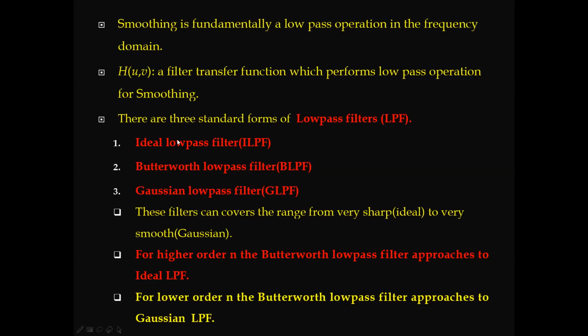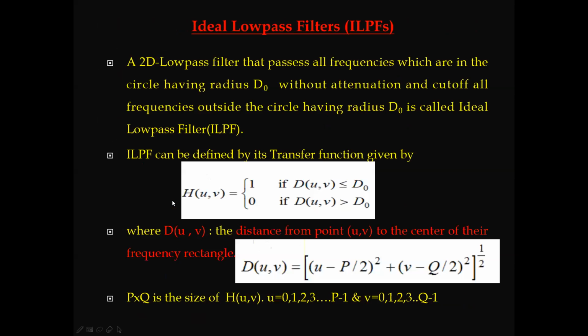Okay, so ideal filter, Gaussian filter. In between these two, we have the Butterworth low pass filter. Based on the order of this Butterworth filter, it may become the ideal filter, or it may become a Gaussian filter. So we will define the filter function, the transfer function of the ideal low pass filter. That is H(u,v), which is equal to 1 if D(u,v) is less than or equal to D0, and equal to 0 if D(u,v) is greater than D0. So this is the definition of the ideal low pass filter transfer function.